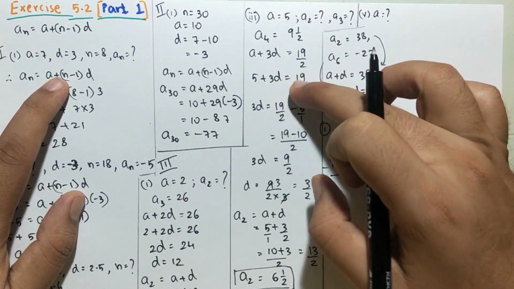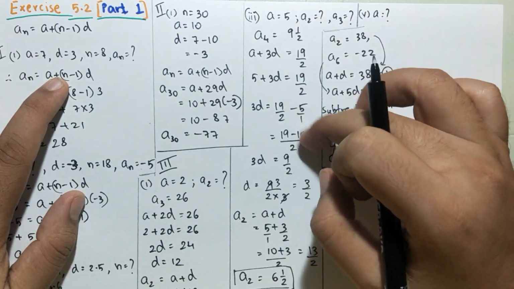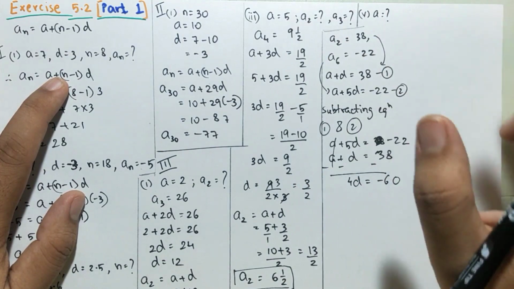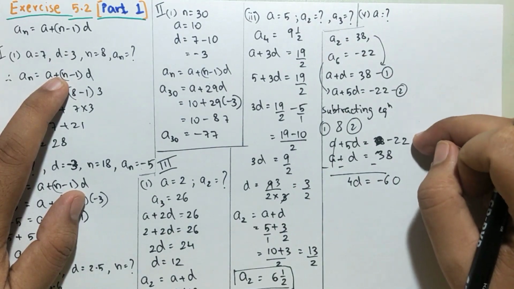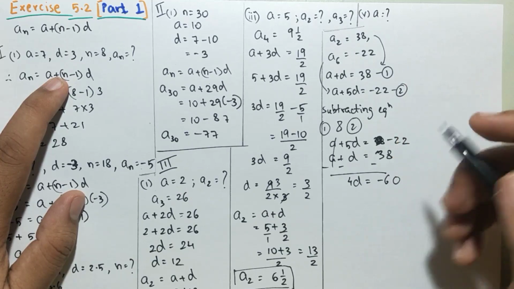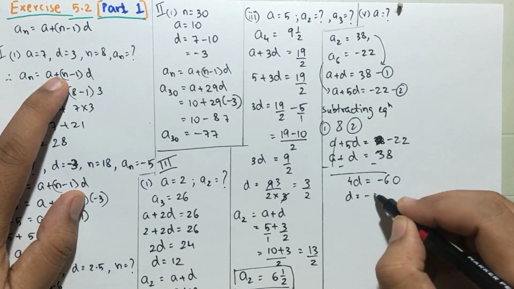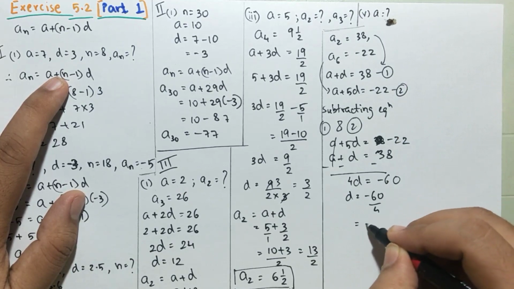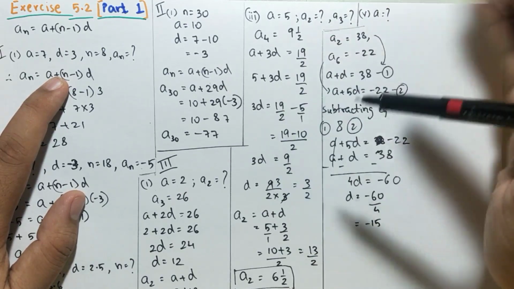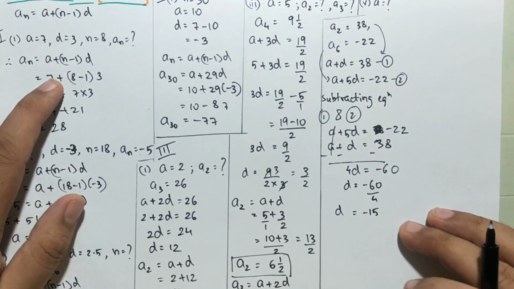See, if the first term was given, we used the first term to find D and then substituted the value of D to find the respective term. But when the first term is not given and any two remaining terms are given, you have to go through this elimination method. This 4 will get divided. So D will be minus 60 by 4, that is minus 15. We got D.